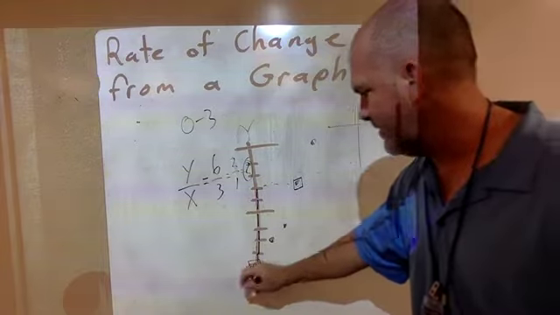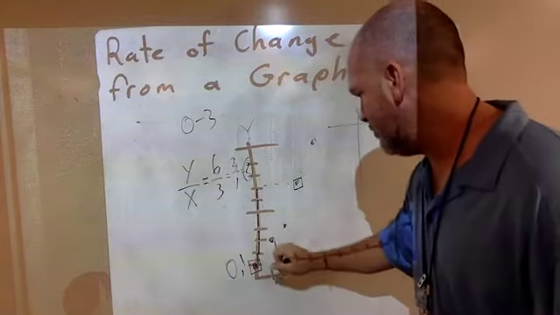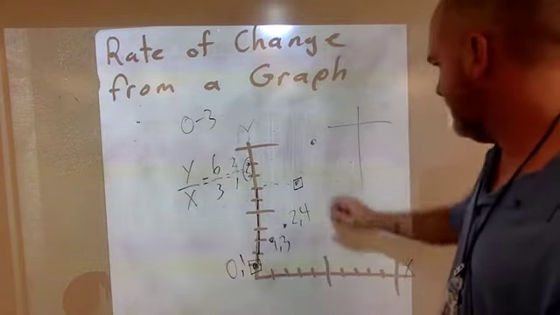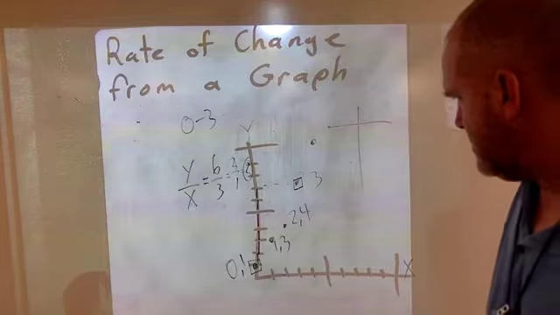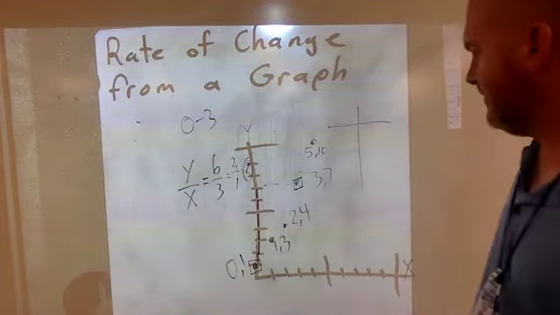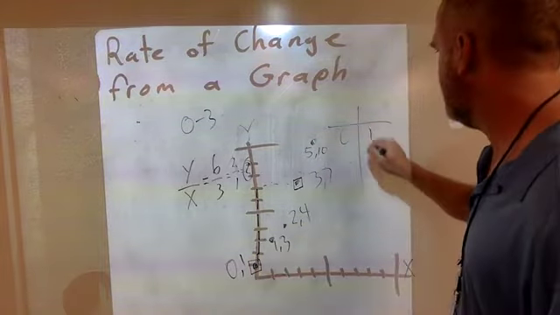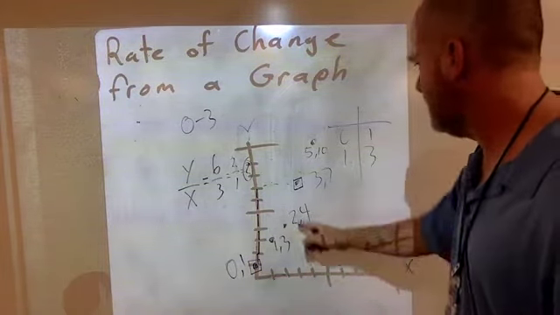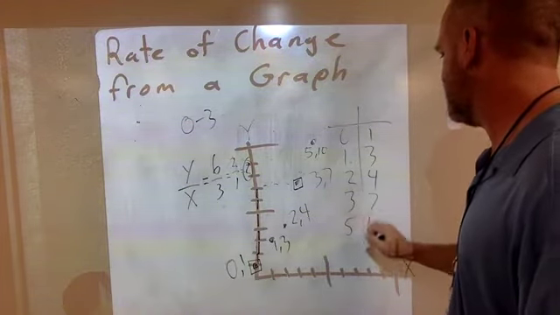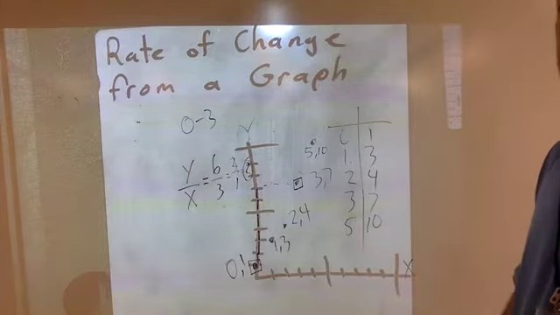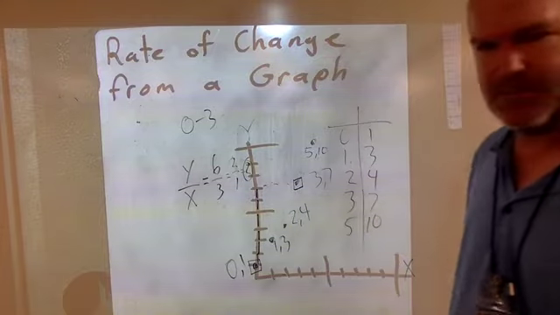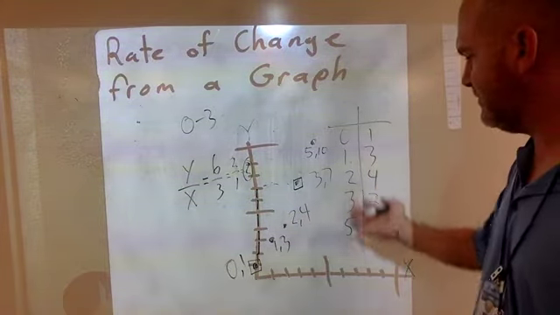So this is the point 0, 1. This is the point 1, 3. This is the point 2, 4. This is the point 3, 7. And this is the point 5, 10. So you've got 0, 1, 1, 3, 2, 4, 3, 7, 5, 10, and now we're right back to where we started. So if you want to do that, name the ordered pairs in your graph and turn those ordered pairs back into a table.